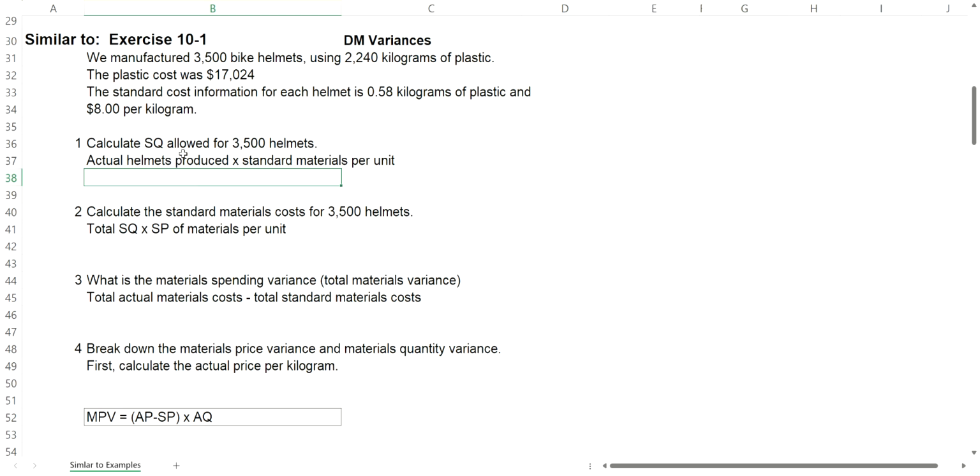What is the standard quantity allowed in total to make 3,500 units? Well, we will take the actual number of units produced, which is 3,500. And the standard materials per unit is 0.58 kilograms, so I will take it times 0.58. That gives me 2,030 as my total standard quantity of kilograms to make 3,500 units.